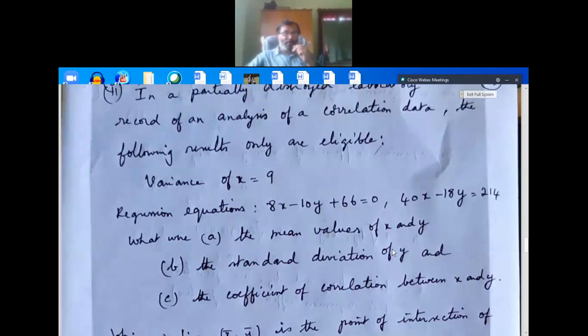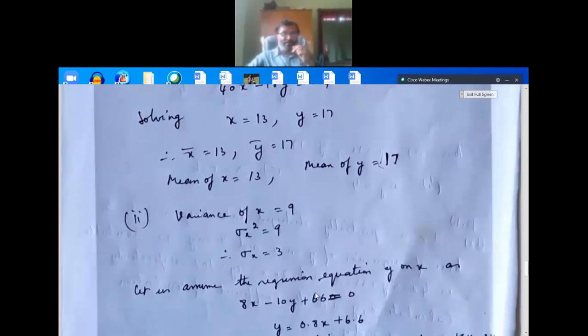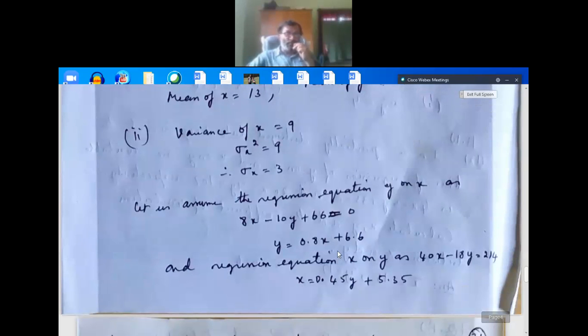Let us assume, now again there are two lines as before, the problems we solved last session. Let us assume this one as the regression equation y on x: 8x minus 10y plus 66 equals 0. When it is assumed as the regression equation of y on x, write it as y equals, keep only y on one side, and divide 8 by 10 will be 0.8, 66 by 10 is 6.6.